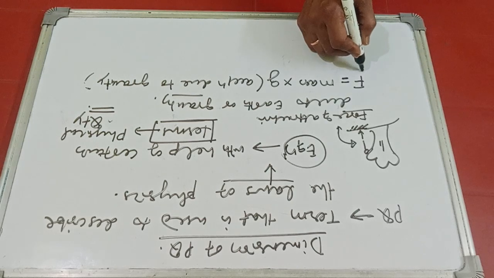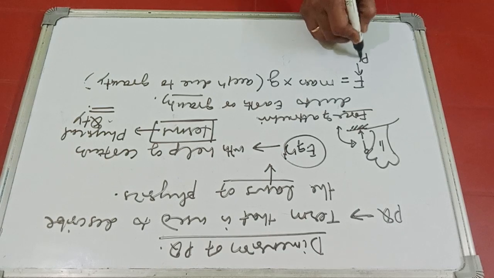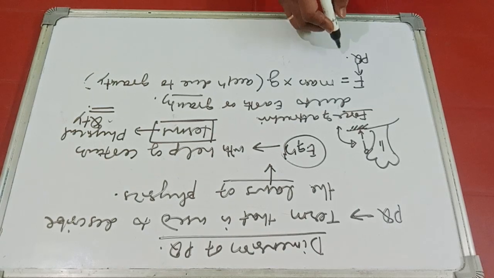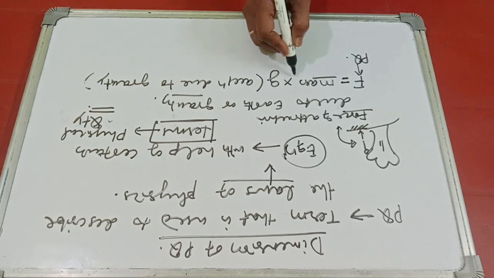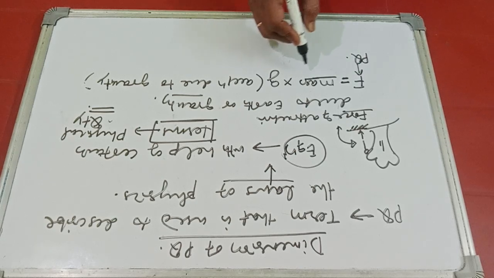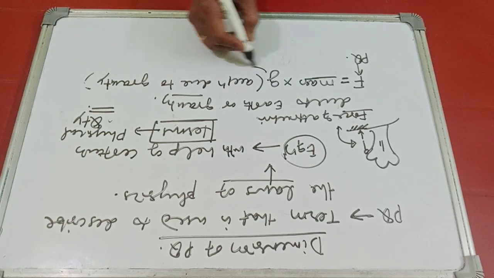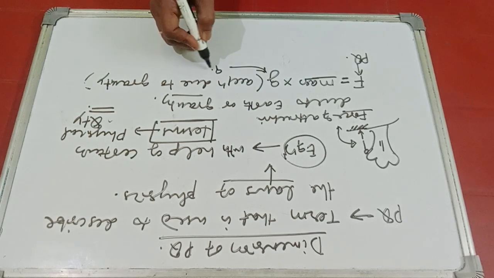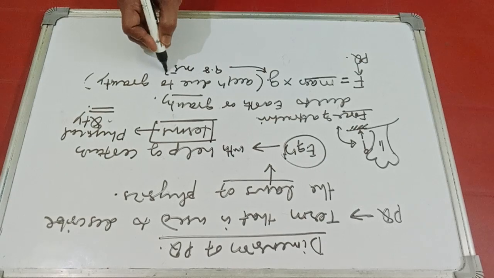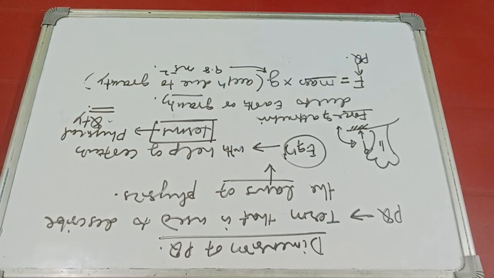Here, the force became our physical quantity, which is equal to mass times acceleration due to gravity. This value of g is 9.8 meter per second square.